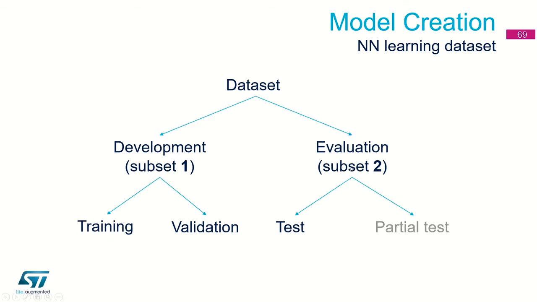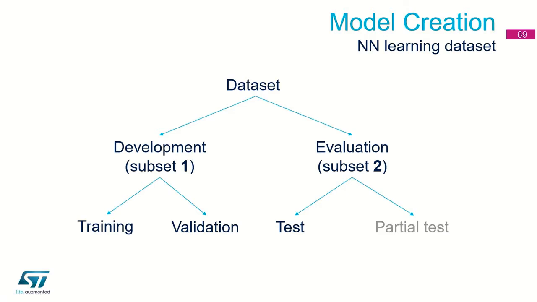So the evaluation data set is the equivalent of the final university exam, so the questions should not be known to the pupil during the final exam. This subset is split into two parts, the test data itself and the partial test. The size of the partial test is much lower than the final test because of practical reasons.